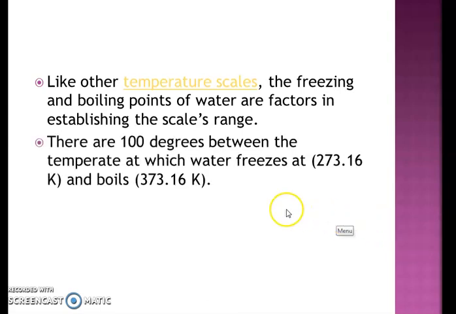In this scale, the freezing point of water is 273.16 Kelvin and the boiling point of water is 373.16 Kelvin. So it means there are 100 degrees between the temperatures on this scale also. Like in the Celsius scale, there are 100 degrees between the freezing point and boiling point of water, between 0 and 100. But in this one, the freezing point will be taken at 273.16 Kelvin, while the boiling point will be at 373 Kelvin. So these are in the same way the factors to determine the scales.